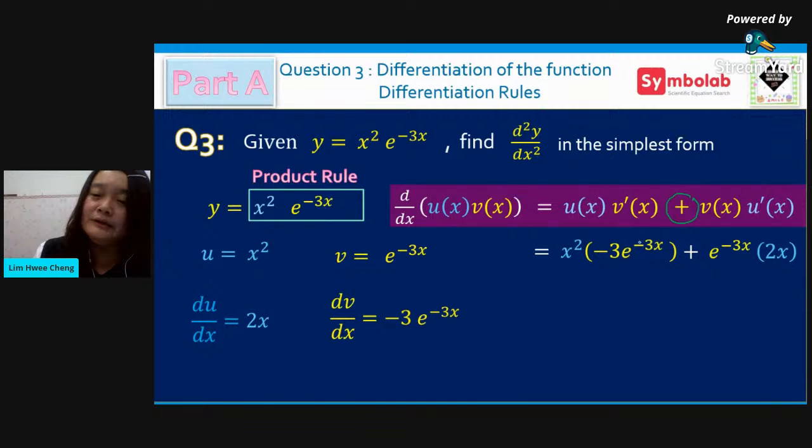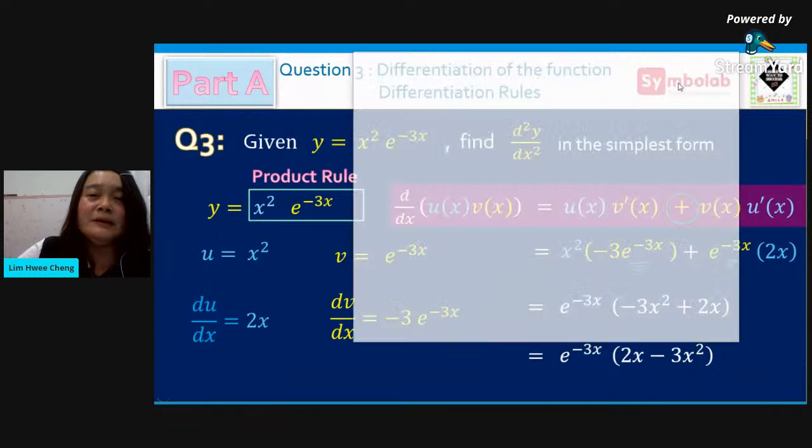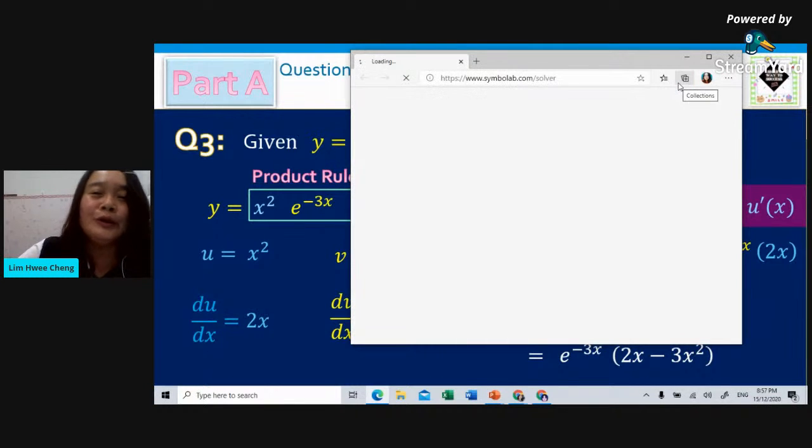Okay, so you will notice that there is a like term here, and you can easily factorize, or you may rewrite it in this form. Okay, so if you want to check by using the symbolic, we have to see whether the symbolic can help us to do the product rule or not. Let's see whether it is clever enough.